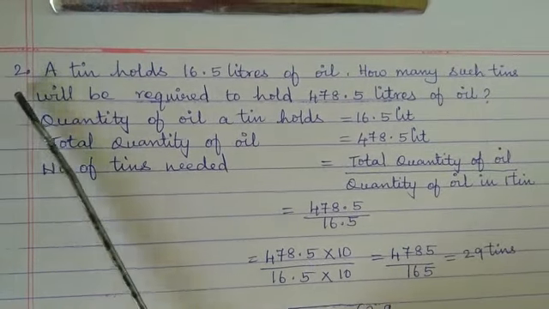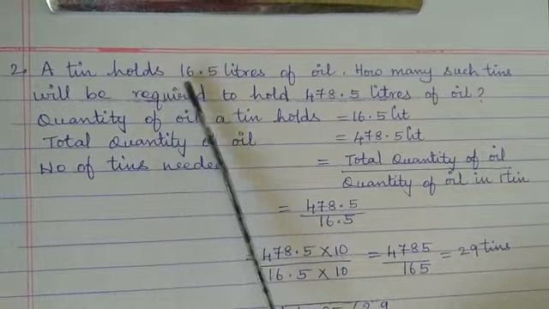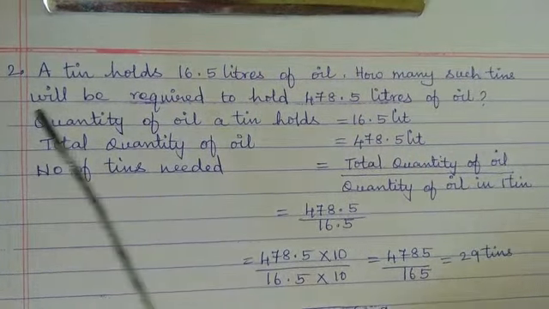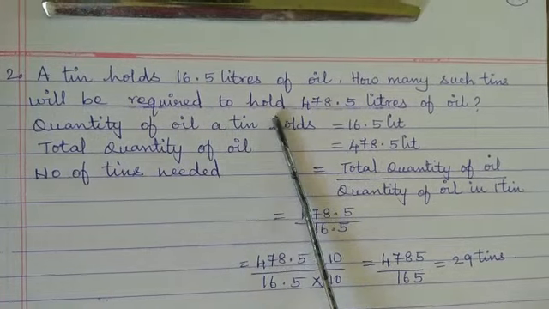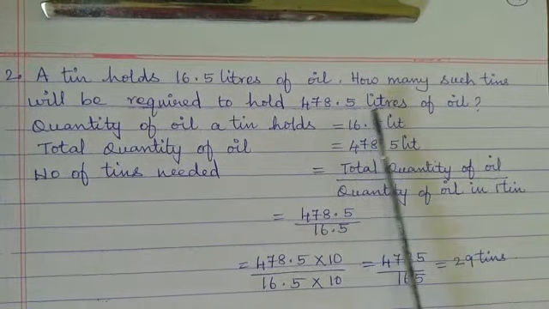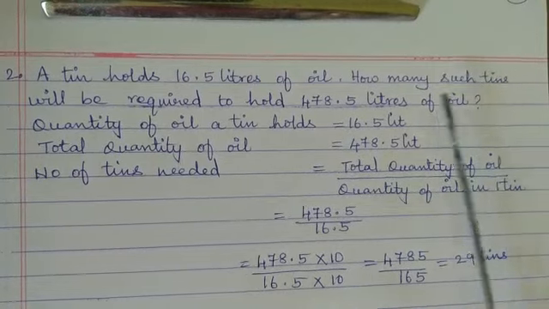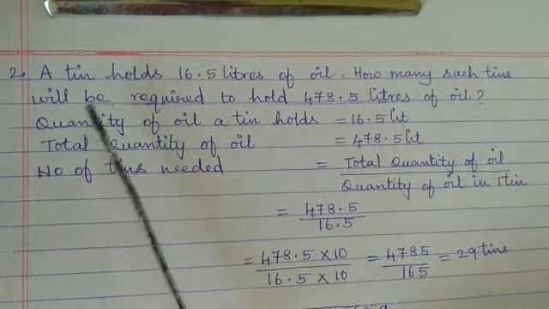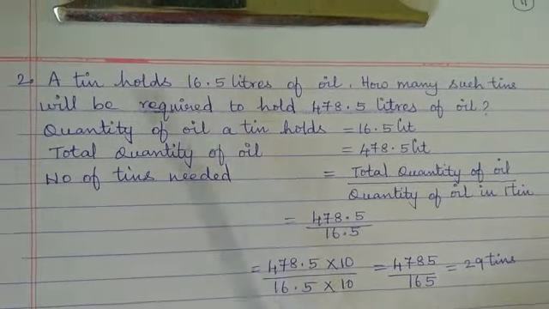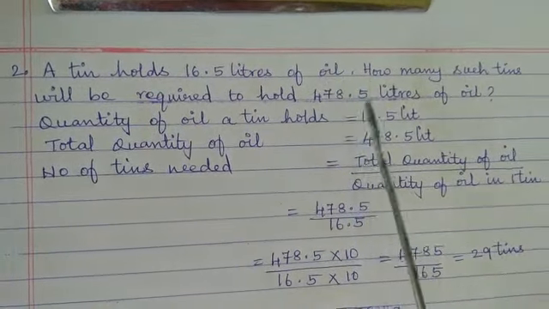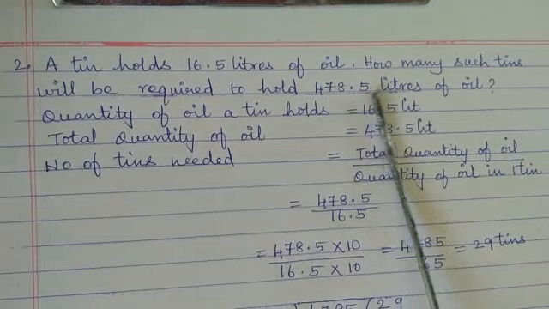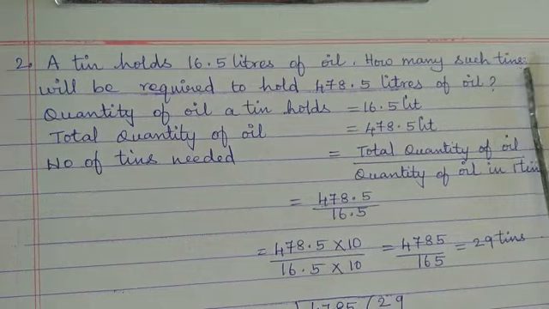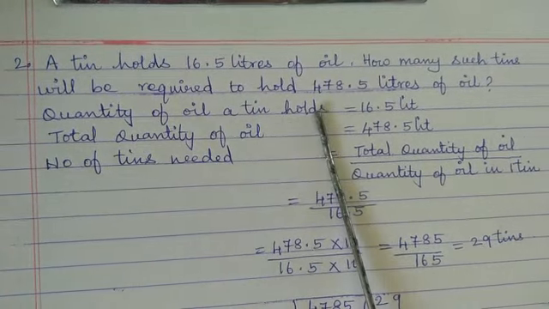Now move to question number 2. A tin holds 16.5 liters of oil. How many such tins will be required to hold 478.5 liters of oil? So again we have to see which operation we have to follow. Here in the question, one tin's oil quantity and the total quantity of oil are given. How many such tins, like the previous question. So we have to divide it.